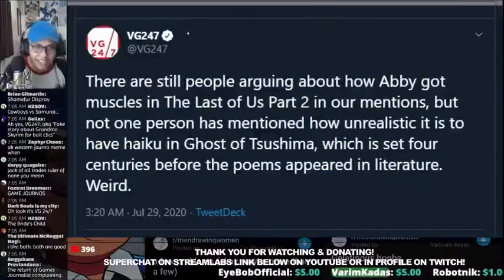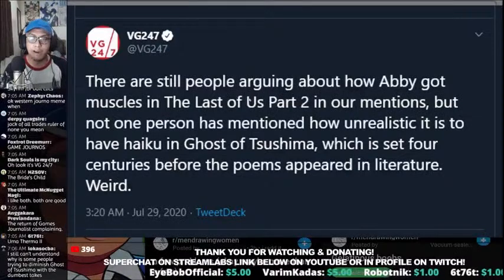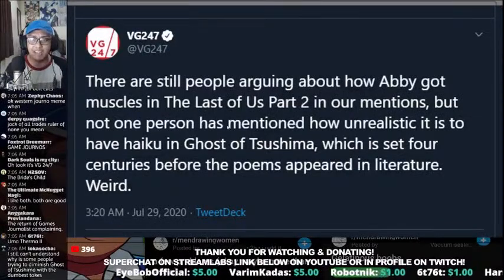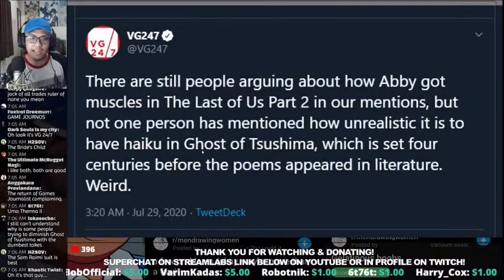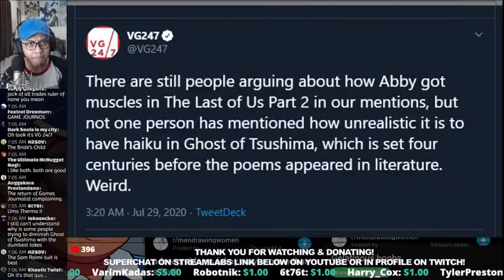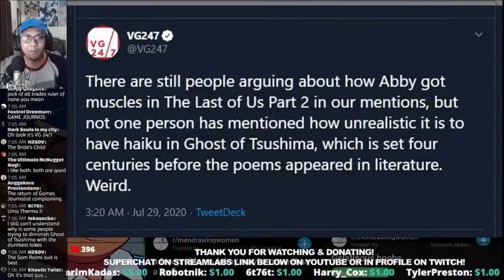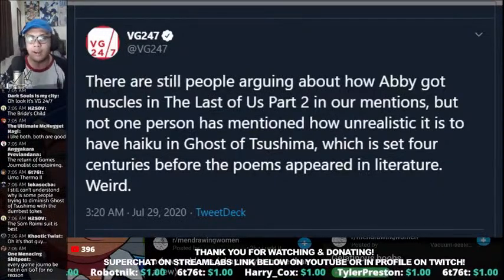And then there's also this. There are still people arguing about how Abby got muscles in The Last of Us Part 2 in our mentions, but not one person has mentioned how unrealistic it is to have haiku in Ghost of Tsushima, which is set 4 centuries before the poems appeared in literature. Weird, huh? Actually, what's the relation between one and the other? How is one related to the other?